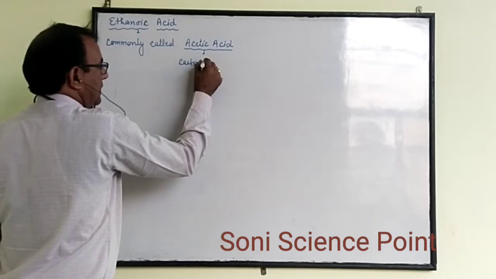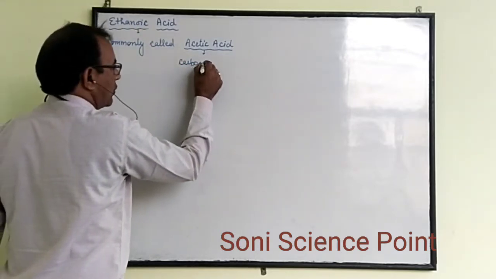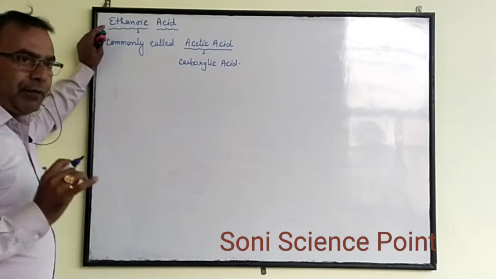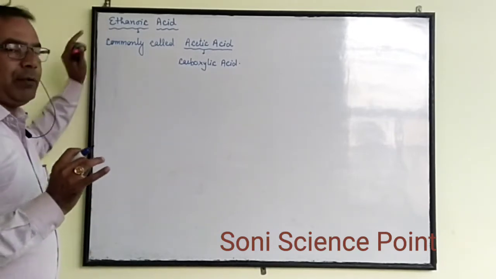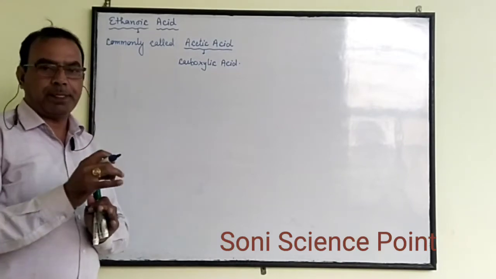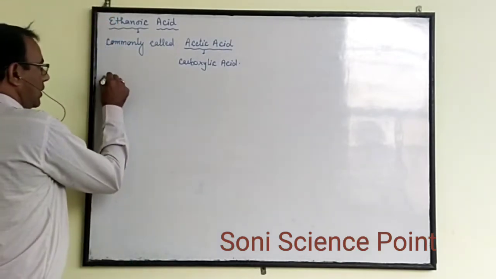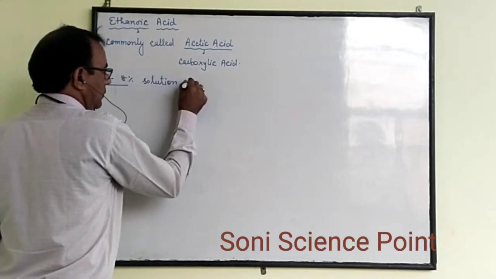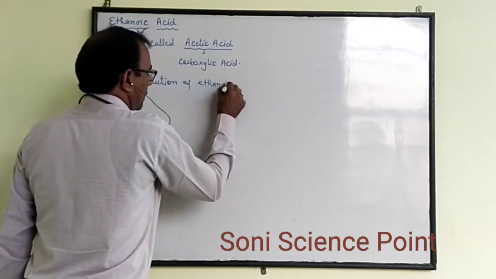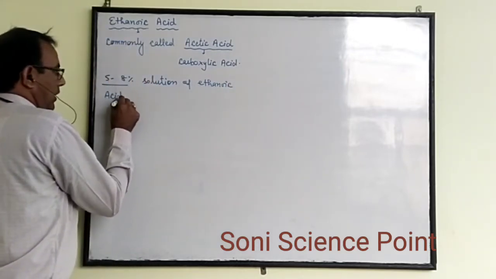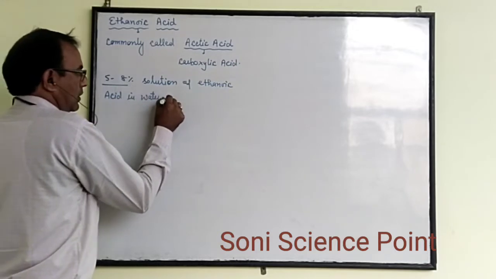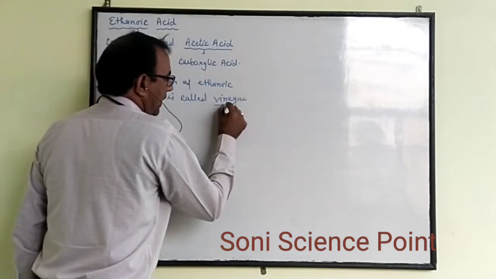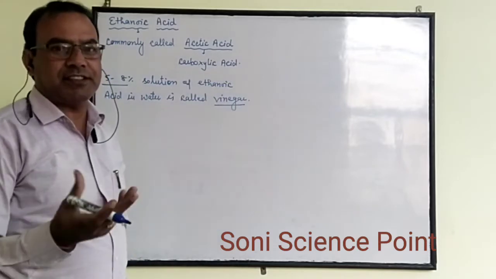It means ethanoic acid belongs to the carboxylic acid group. A 5 to 8% solution of ethanoic acid in water is called vinegar, and this vinegar is used to preserve pickles and jams.